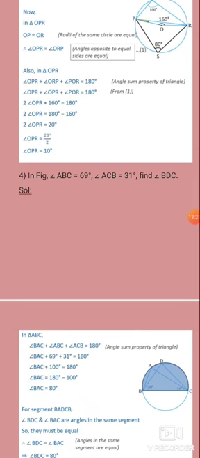degrees. So angle BAC plus 69 degrees, that is ABC 69 plus ACB 31, is equal to 180. So angle BAC is equal to 180 minus 100, which is equal to what? 80 degrees. For segment BACDCB, angle BDC and BAC are angles in the same segment. They are what? Equal. So angle BDC is same as what? Angle BAC, which is equal to 80 degrees.